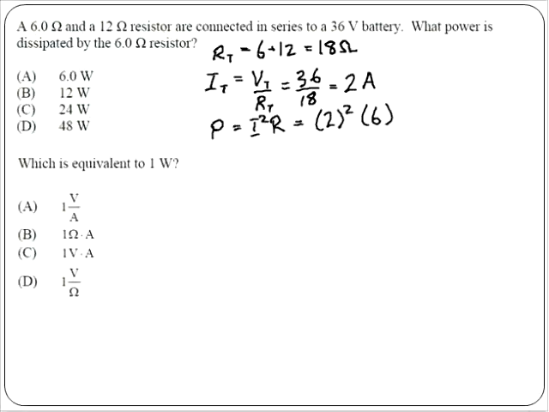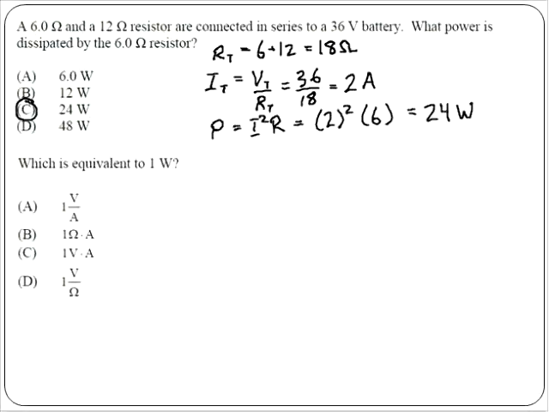4 times 6 is 24 watts of power. So the answer is C. Now, the next question says, which one of those is equivalent to 1 watt? Which one of those is the same thing as 1 watt?